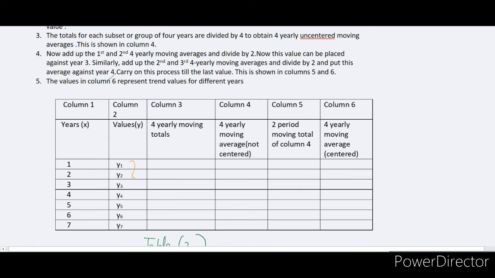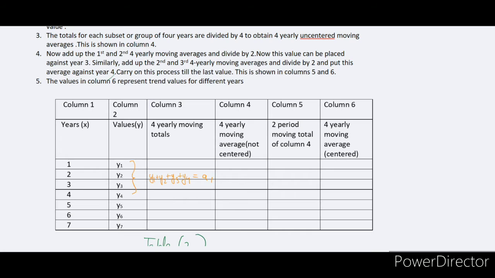So in between here, because we're taking the first group of 4 years, 1 2 3 4, 2 and 3 are your middle years, so it will be somewhere here. Add the values y1, y2, y3, y4, and let us call this total a1.